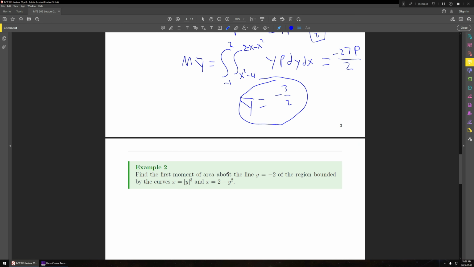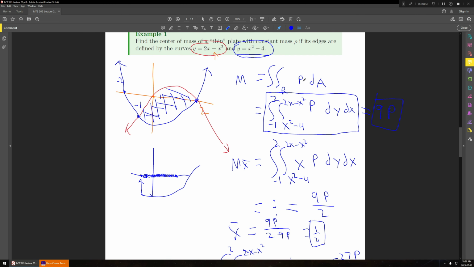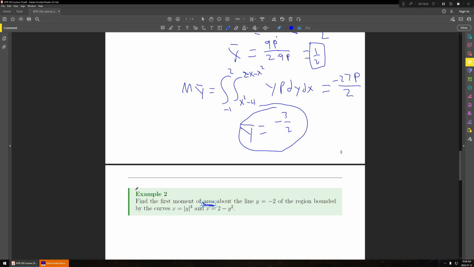Let's see something a little bit different. So here, find the first moment of area about this line. What's a moment of area? Well, it's basically the same idea as what I had for the setup of moment of mass, but now I'm just saying that, hey, the density is just 1, right? So I just care about the area, right? Here, when I care about total mass, I integrate density. If I want to talk about area and moment of area and these kinds of ideas, it's really just the moment of mass where the mass function is a constant.